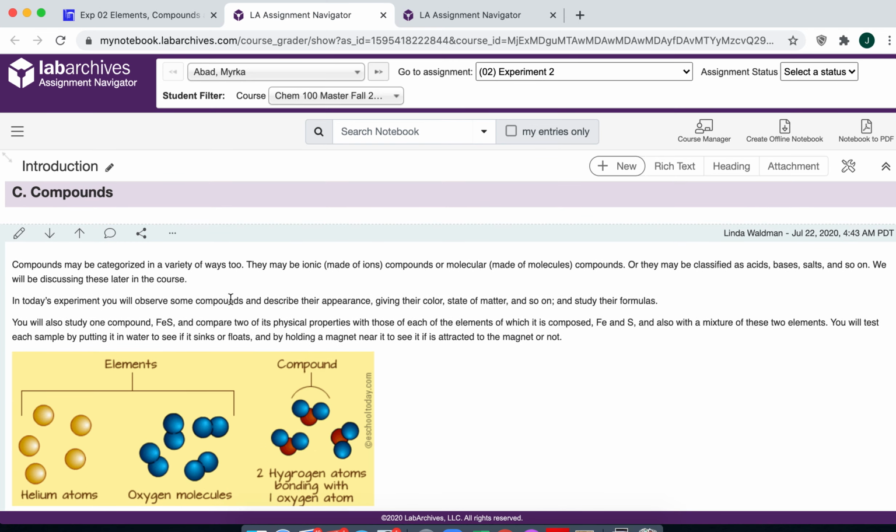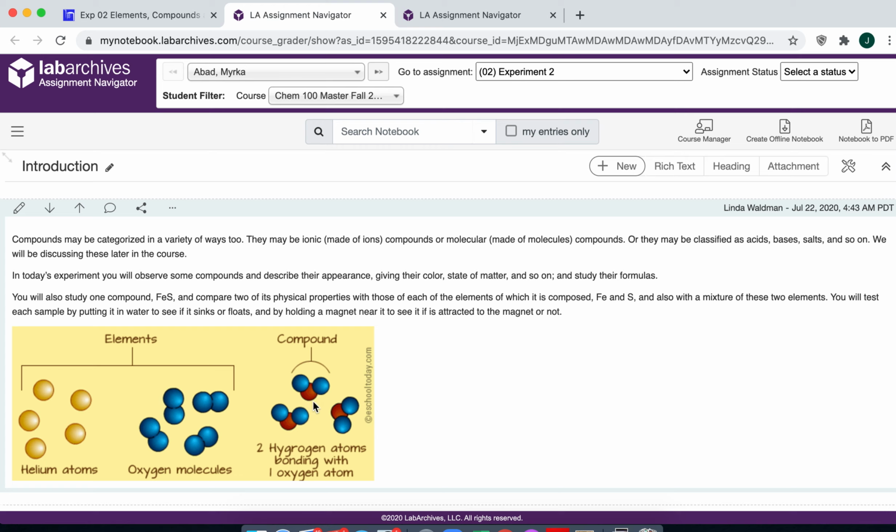Compounds. We're going to learn different types of compounds in the next couple of lectures. But in this lab, you're going to distinguish the difference between elements and compounds. Any compound is a combination of more than one type of element chemically bonded together, and it forms one type of compound. Different from compounds, we have elements. All the symbols from your periodic table are considered elements.